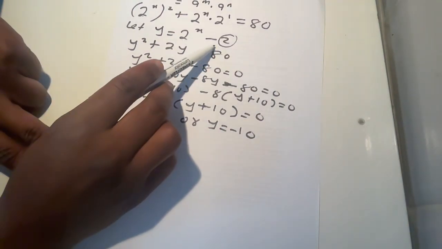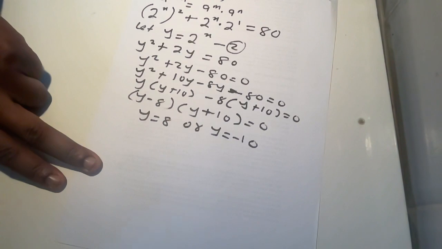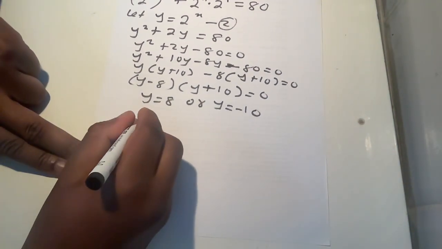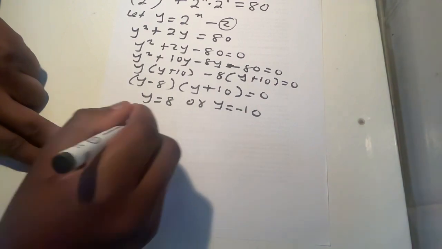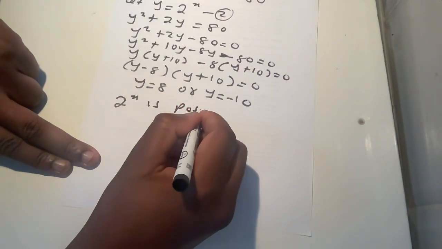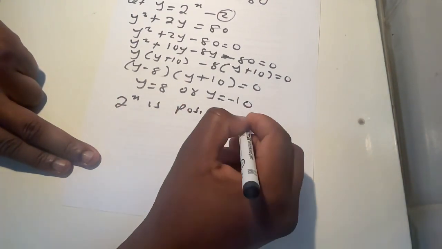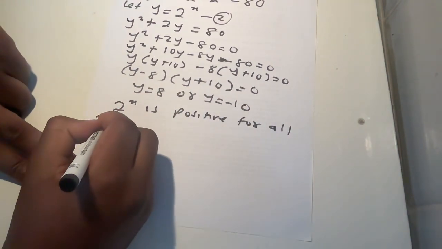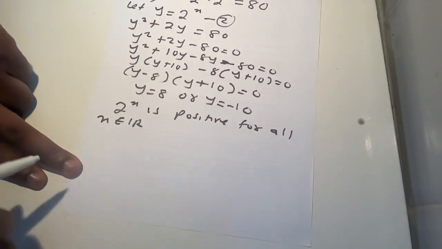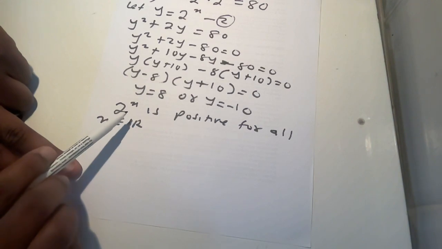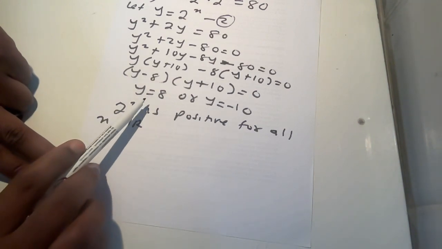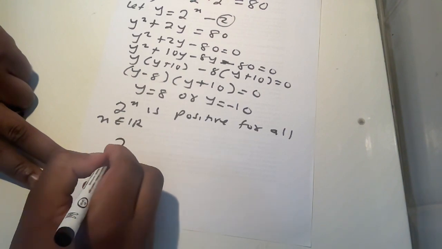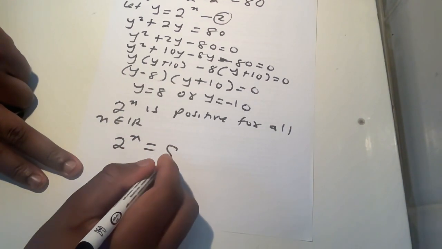So from equation 2 here, you see y is equal to 2 to the power x. But 2 to the power x, this statement is also crucial. 2 to the power x is positive for all x real. So that means 2 to the power x only corresponds to the solution of y that gives us 8. So therefore 2 to the power x is equal to 8.